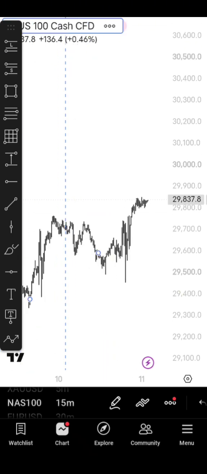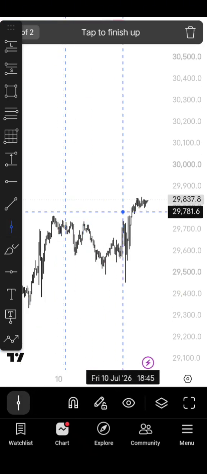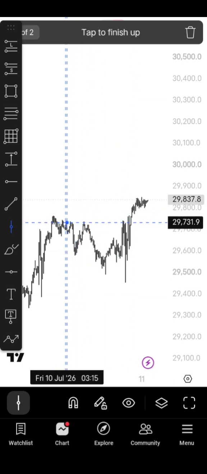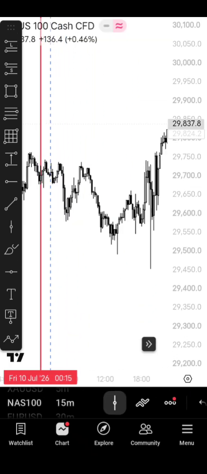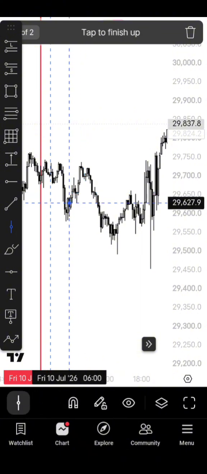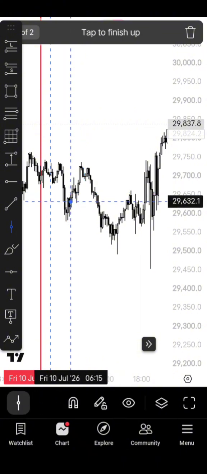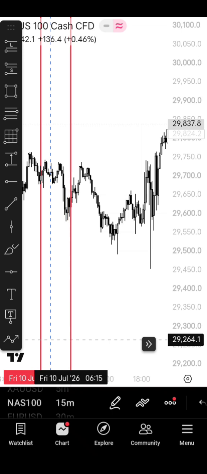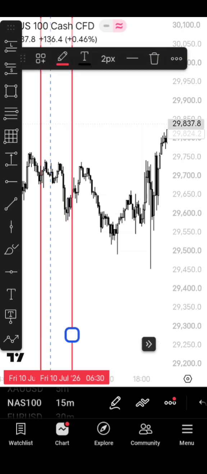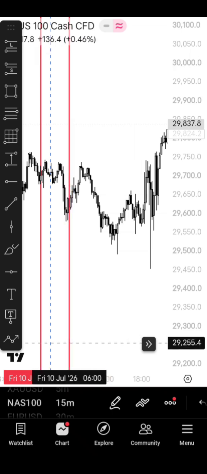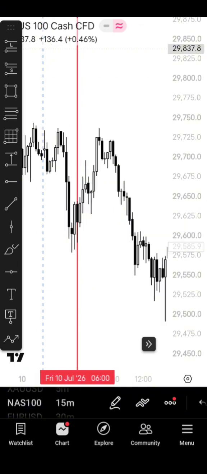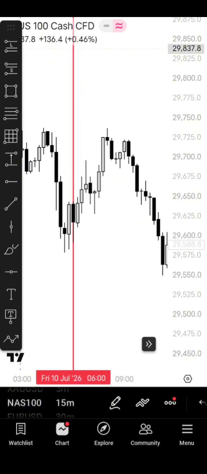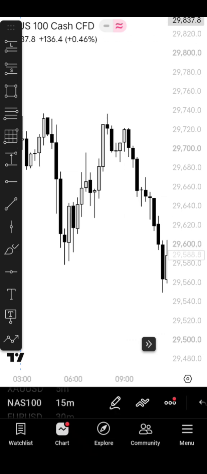So let me select the chart. For example, midnight opens here, and we got the Asian open here. I'm using Pakistani time. So the Asian session opens here at 6 a.m. Now we will see valid CRT setups which I told you about.